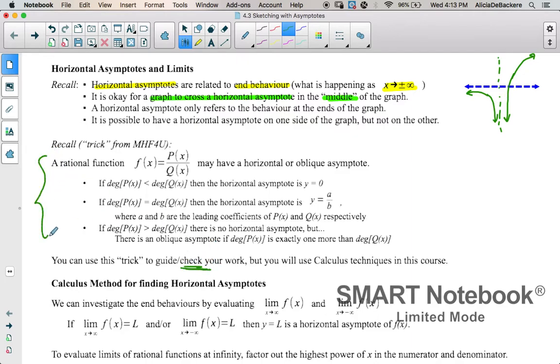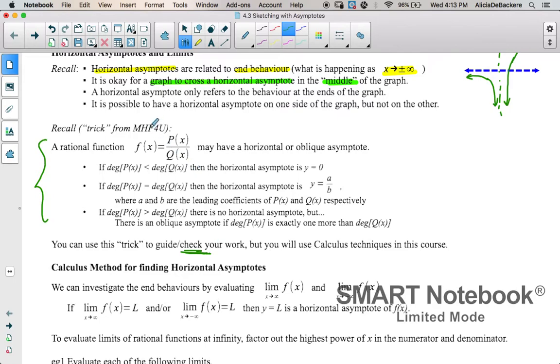So this is just to check. I'm not going to write anything of this down on my test as a justification. But remembering that if I have a rational function, p of x over q of x, then I can figure out if there's a horizontal or oblique asymptote. If the degree of the top is less than the degree of the bottom, so maybe I have a linear over a quadratic, then the horizontal asymptote is y equals 0.